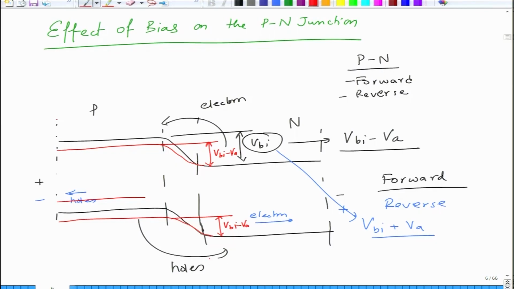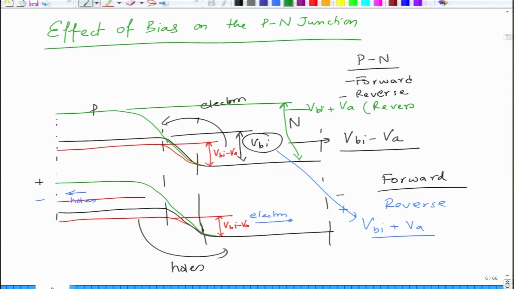All right. In case of reverse bias, what will happen is it will become more like this. So essentially your junction barrier has become VBI plus VA. So this is reverse bias and this is, you can say, forward bias.